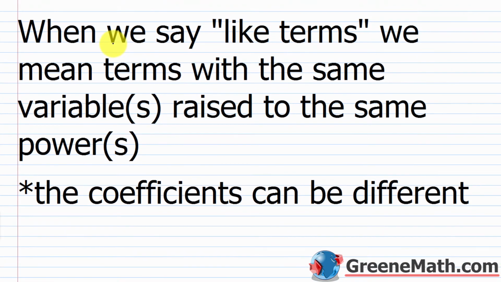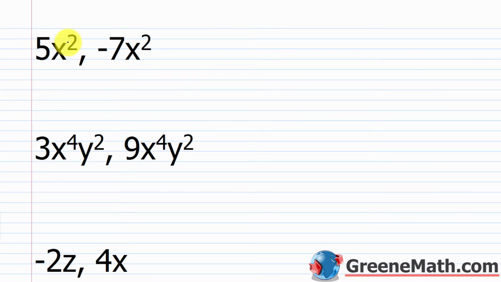All right, so now let's talk again about like terms. So when we say like terms, we mean terms with the same variable or variables raised to the same power or powers. So the coefficients can be different, but that's the only thing that can differ. So let me give you some examples. Here we have 5x squared and we have negative 7x squared. So these are like terms.